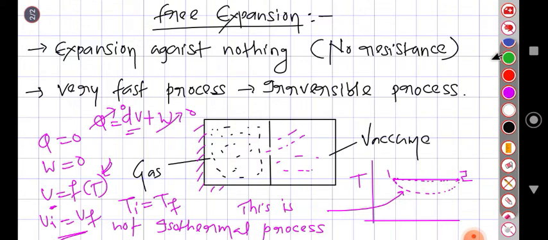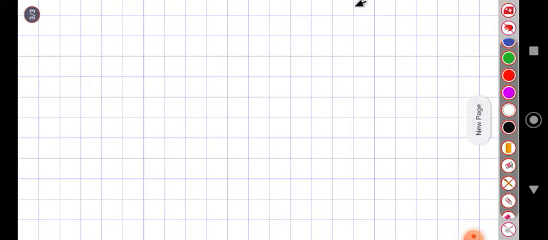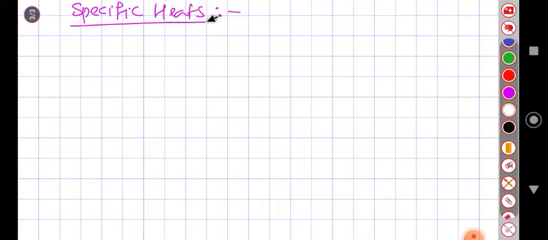Now we'll see the specific heats. There are two specific heats. See, the specific heat is the amount of energy required to increase the temperature. Let me first find out the definition of the specific heat.